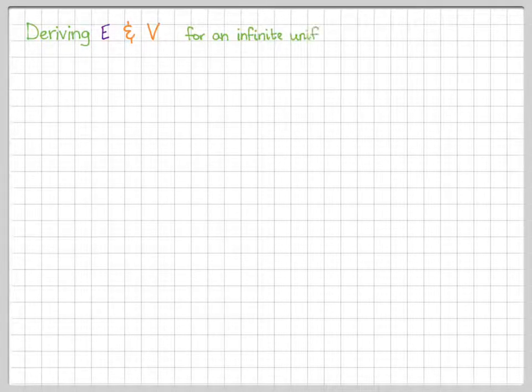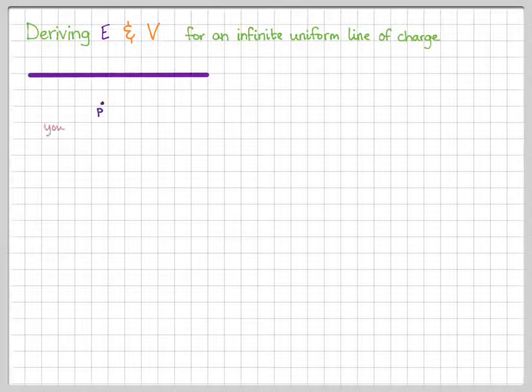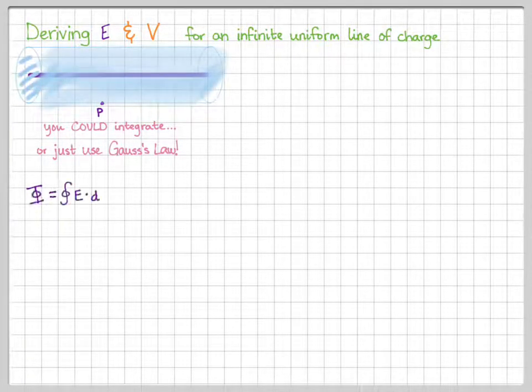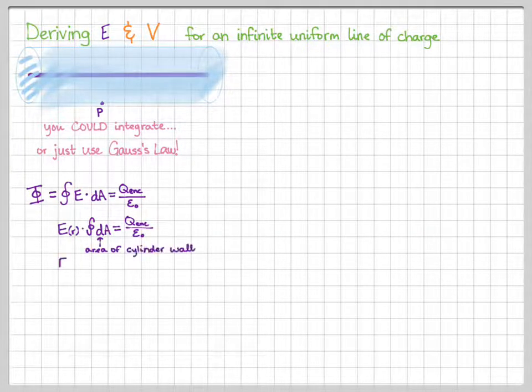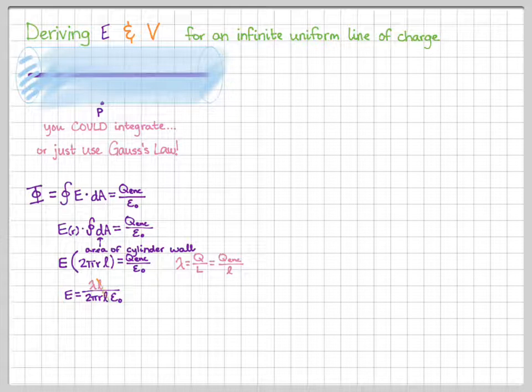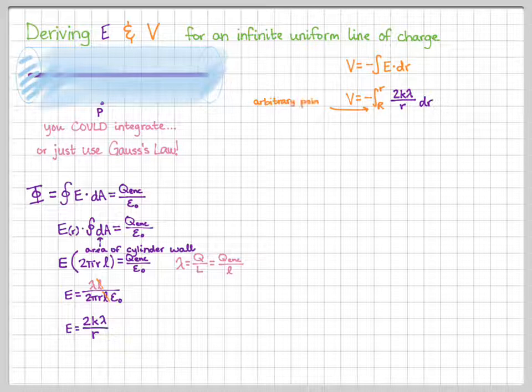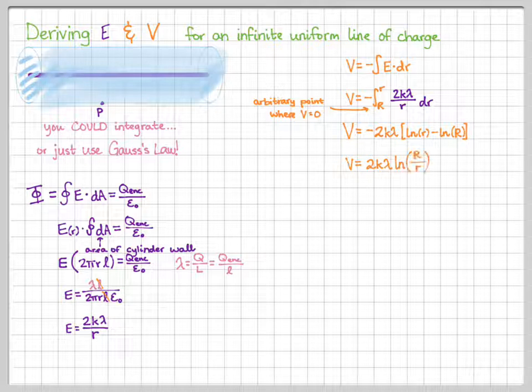Alright, so that was the nasty calculus stuff. We can tone it down now and use Gauss, because Gauss's law, again, works for highly symmetrical systems, such as infinite lines of uniform charge. Remember that Gauss's law says that the flux is the surface integral of E dot dA, which is also equal to the charge enclosed divided by that constant epsilon. That surface integral of dA is just the area of the cylinder wall. So crunching stuff together, you get that the electric field has a 1 over r relationship to the distance from that line.